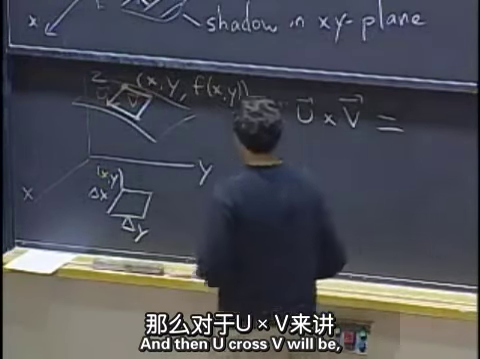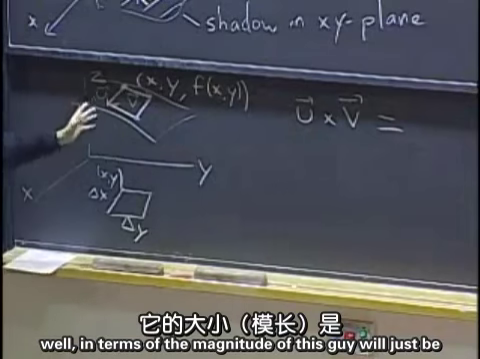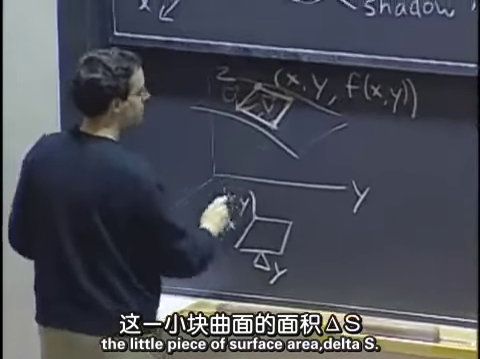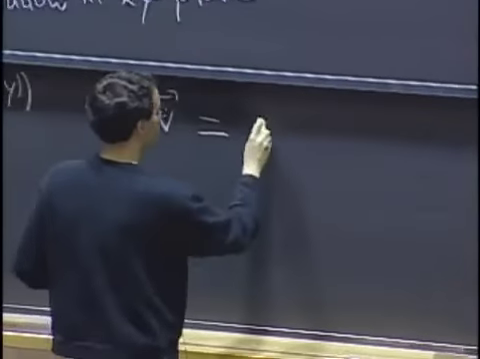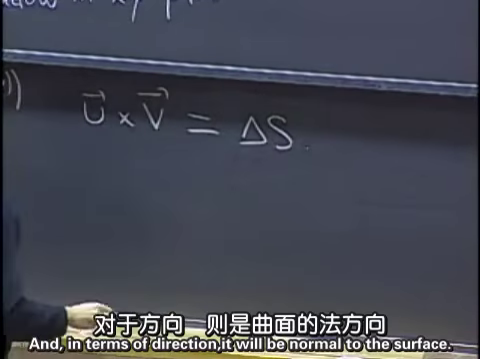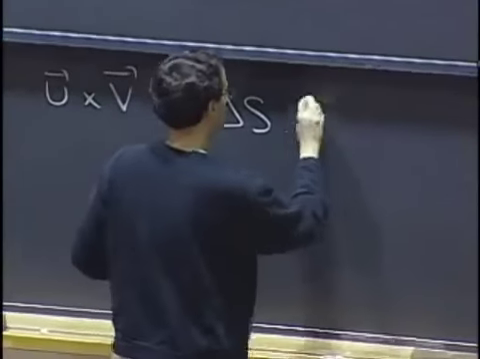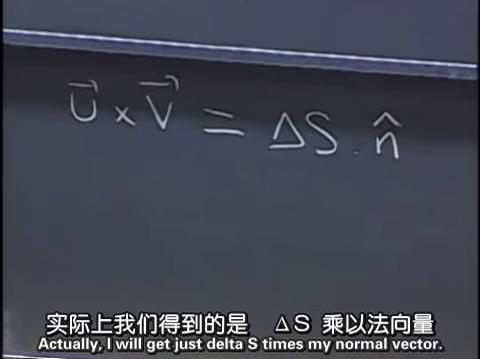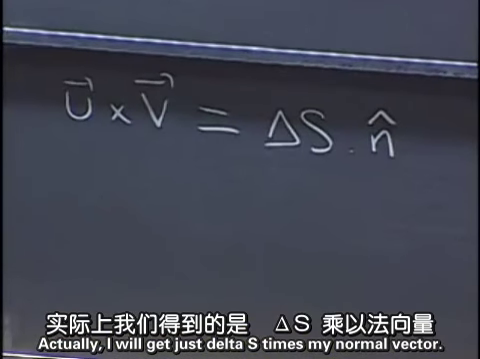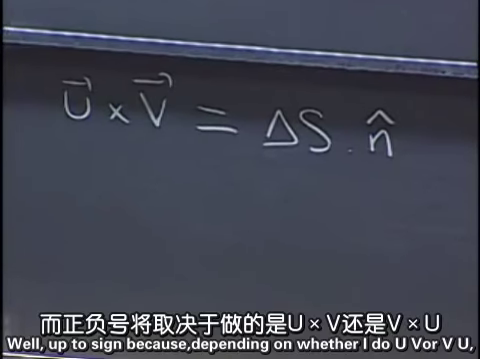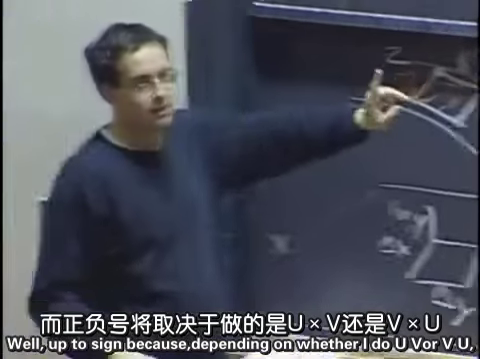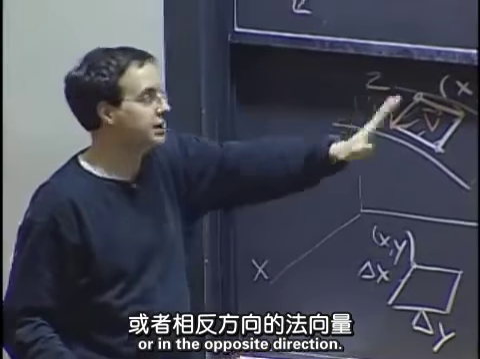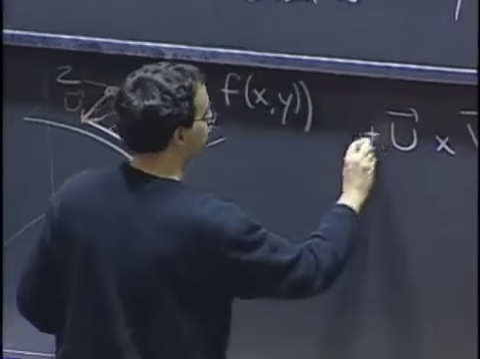will be, in terms of the magnitude, just the little piece of surface area, delta s. And in terms of direction, it will be normal to the surface. So I will get just delta s times my normal vector. Well, up to sign, because depending on whether I do u cross v or v cross u, I might get the normal vector in the direction I want or in the opposite direction. But we'll take care of that later, up to sign.